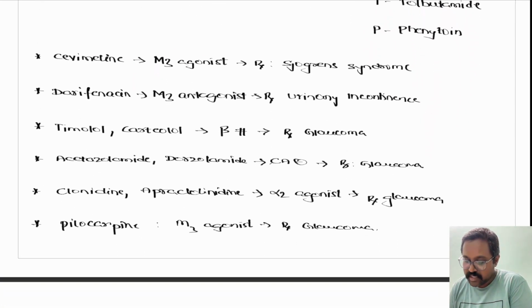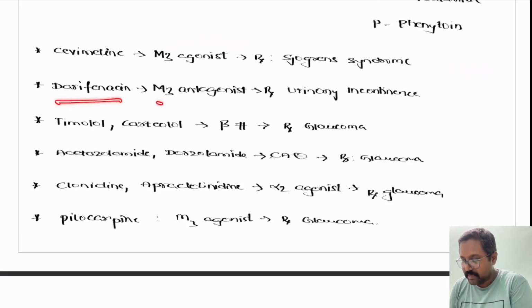Next, coming to cevimeline. Cevimeline is an M3 receptor agonist. Basically it is used in the treatment of Sjogren's syndrome, which is associated with dryness of the eye, as it increases secretion. What is darifenacin? Darifenacin is an M3 receptor antagonist. Basically it is used for treatment of urinary incontinence.